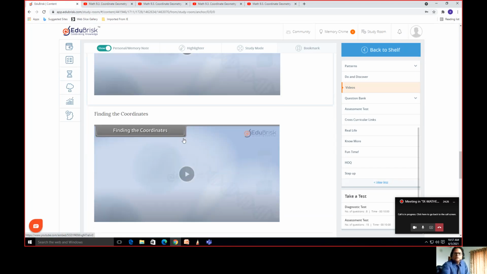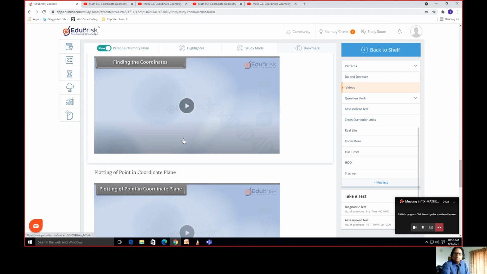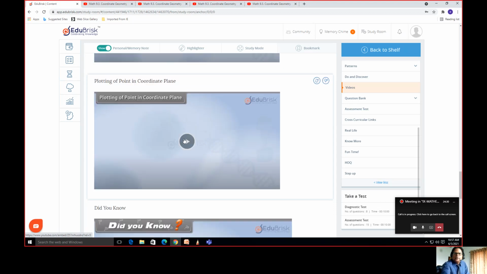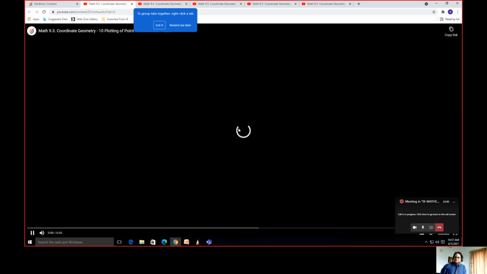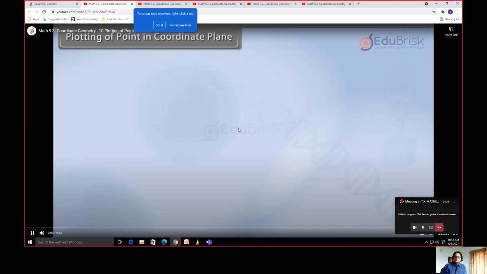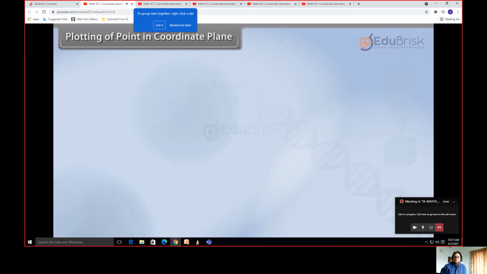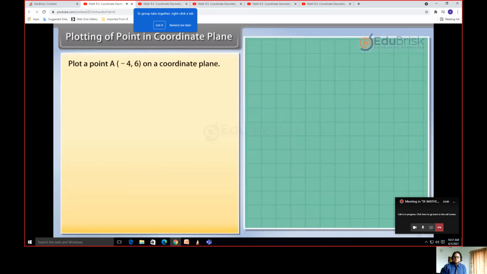Let's move on to the next one. Finding the coordinates, or let's say plotting of a point. I want you all to see this very carefully. Plotting of a point in the coordinate plane. Let us now learn to plot a point in the coordinate plane. Let us plot a point A (-4, 6) on a coordinate plane.